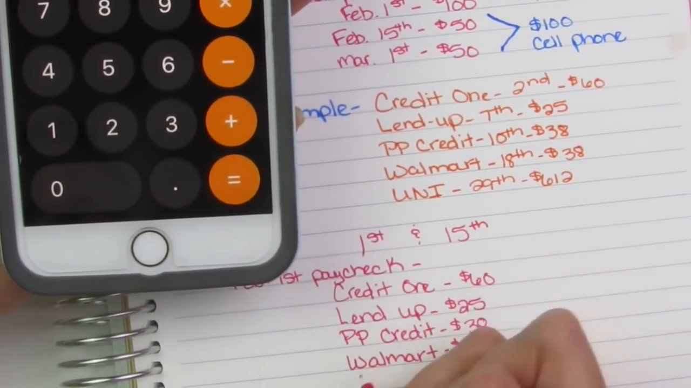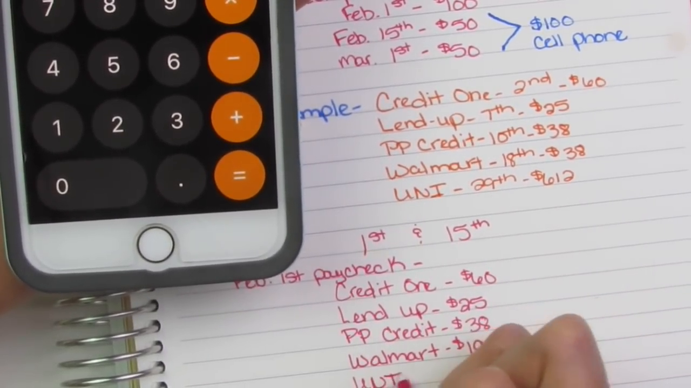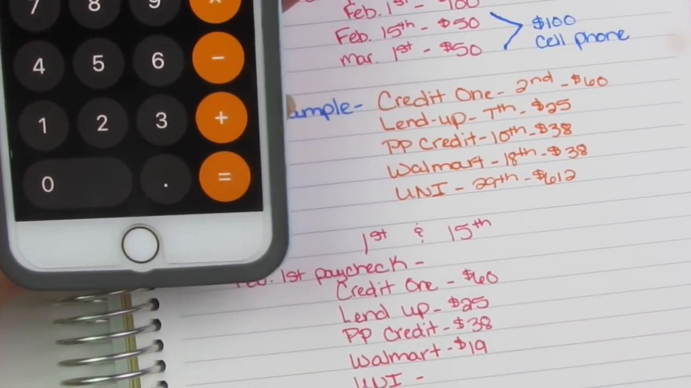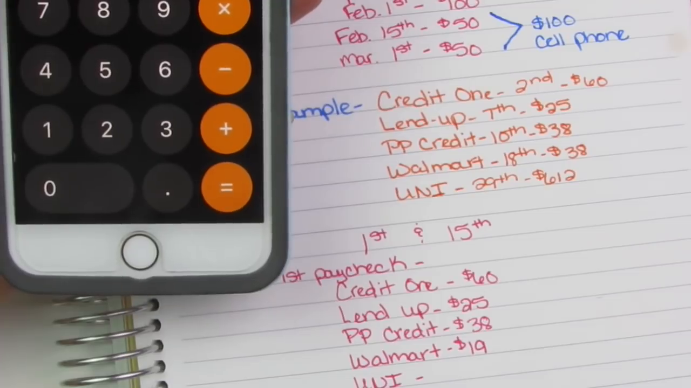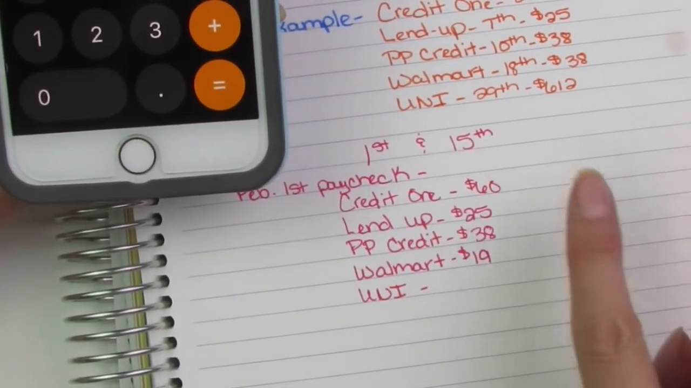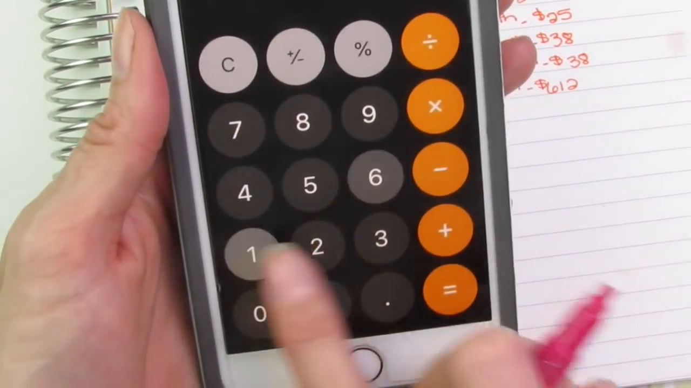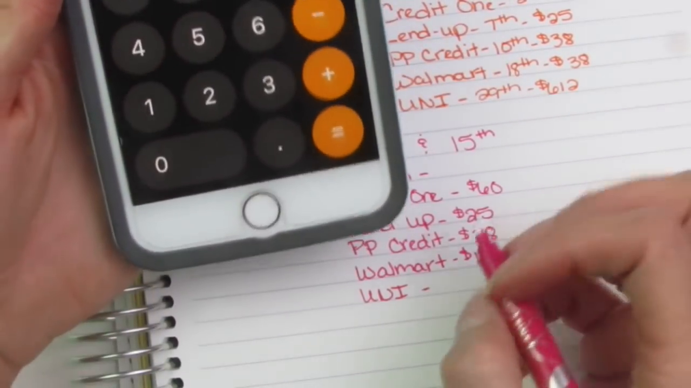Then same with UNI. That one is due on the 29th, so you will have been paid on the 1st and you will have been paid on the 15th. So you will have 2 paychecks to split that one up by. So again, we're going to just take that one, divide it by 2.